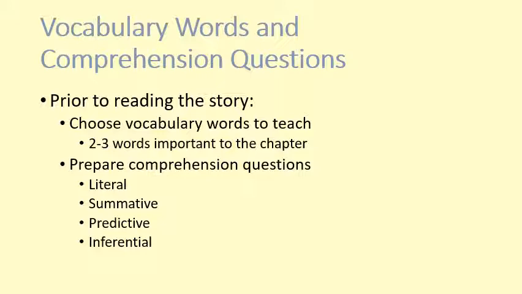We used to say 5 or 10, but that's way too many for kids. That's what we've learned in the literature. That's what it's told us. So 2 or 3 really important words that you feel like the kid won't know, and then define them, right?